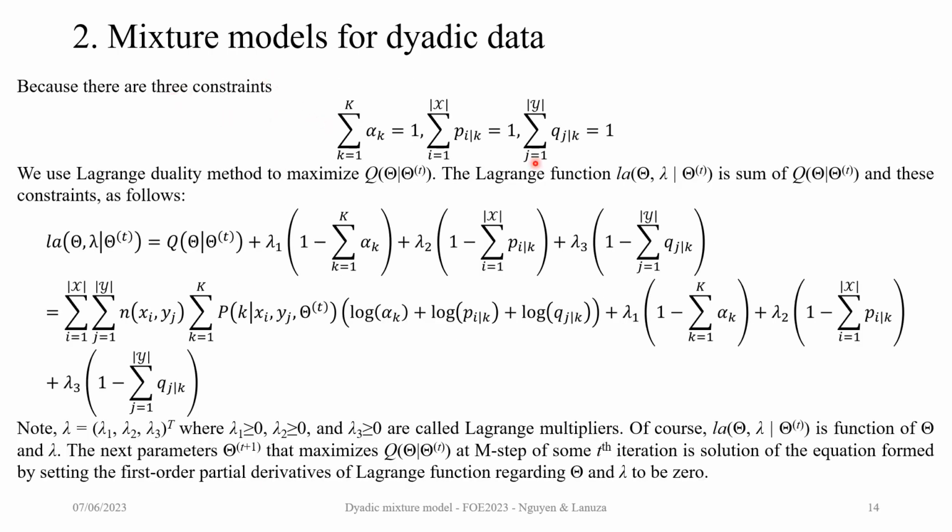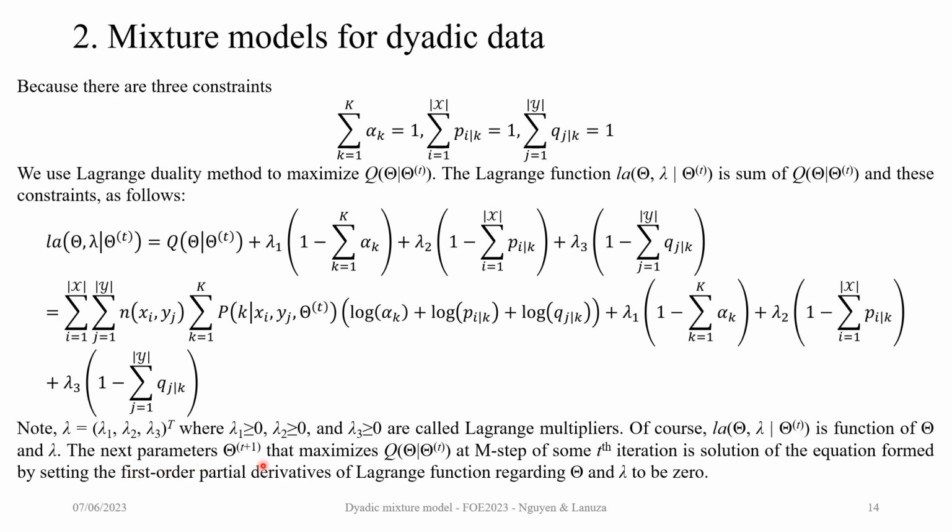Because there are three constraints, the sums of them are equal to one. We use the Lagrange duality method to maximize the expectation Q. The Lagrange function LA is the sum of Q and these constraints as follows, and lambda are called Lagrange multipliers. Of course, LA is a function of theta and lambda.